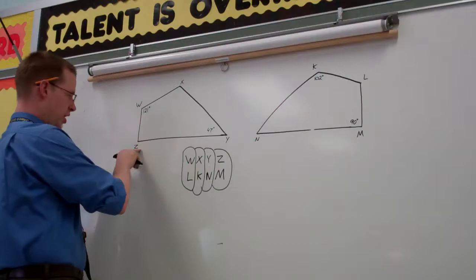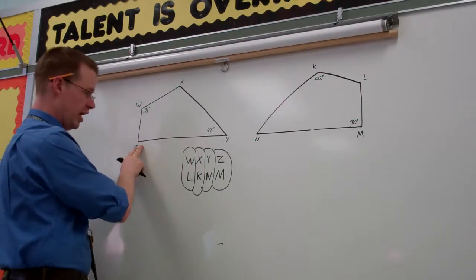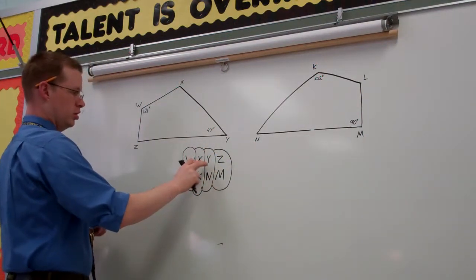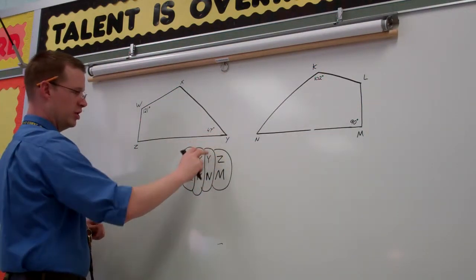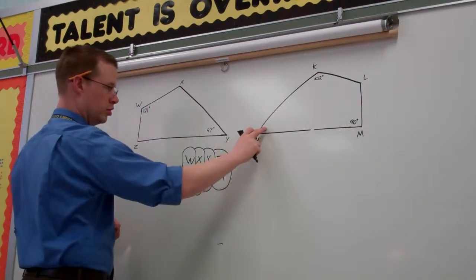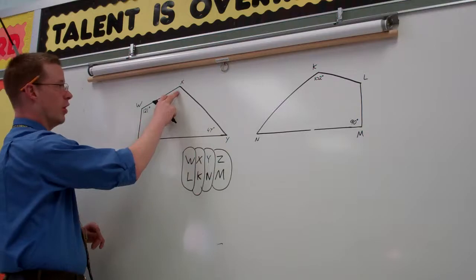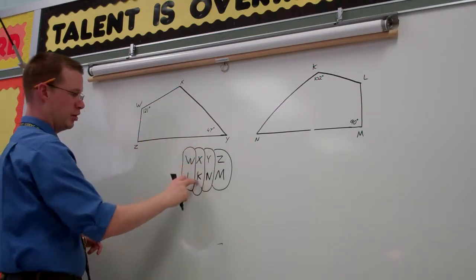So if I look at Z right here, if I didn't know what Z was, I could just look at M on this one, so it's 90 degrees. If I look at Y, which is 47 degrees, well I know that N should also be 47 degrees. If I know X, I don't know X. Let's say I don't know X right here, but I know K.